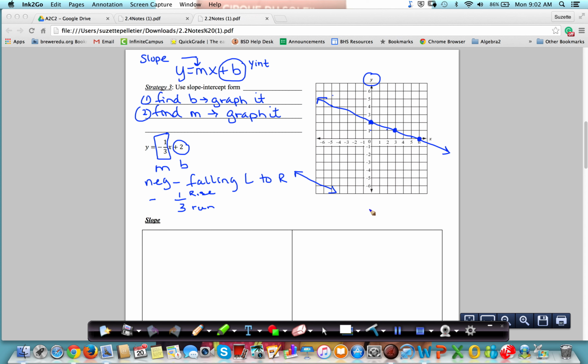So that is our lesson on graphing linear equations. You've learned 3 different ways to graph: plug and chug. You've learned using the intercept forms, and you've also learned using the slope-intercept form. So your intercepts, slope-intercept form, and plug and chug.